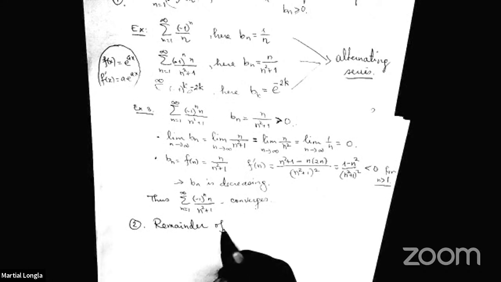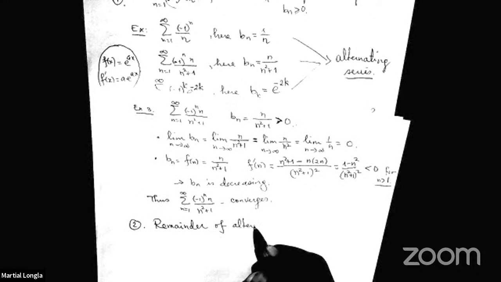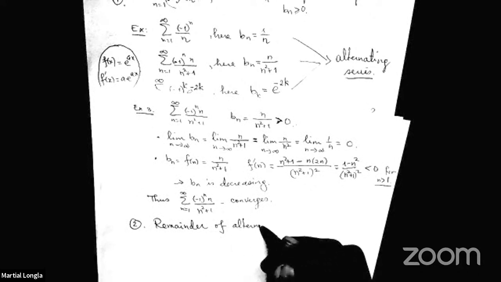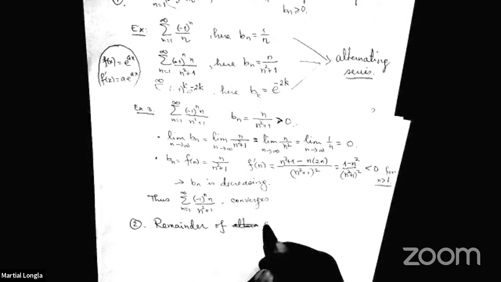Now the second part of this is about the remainder of the sum of alternating series.